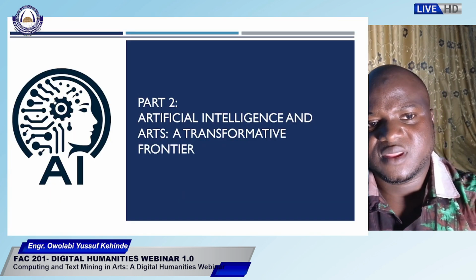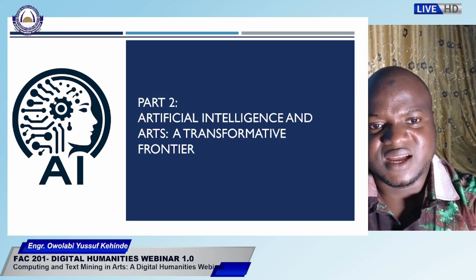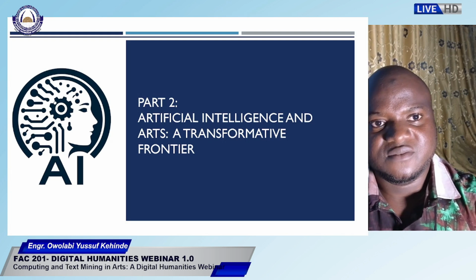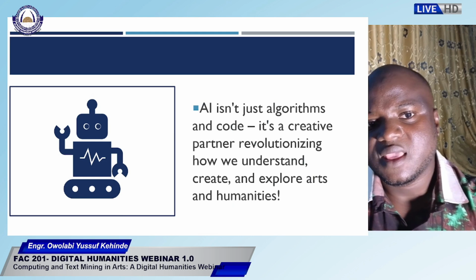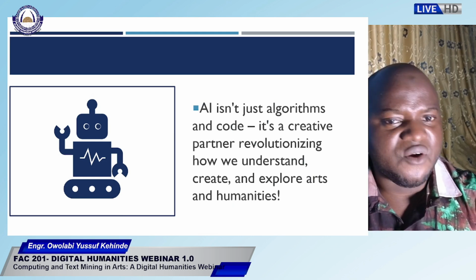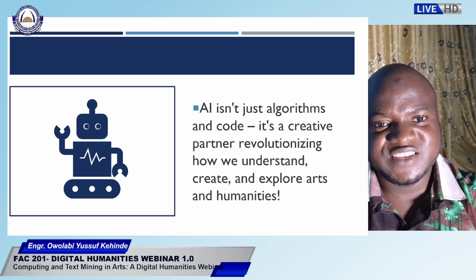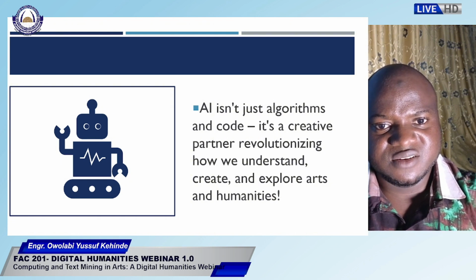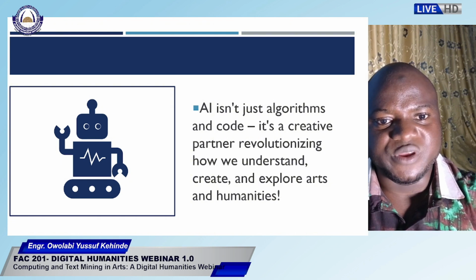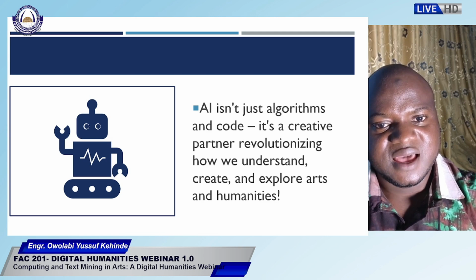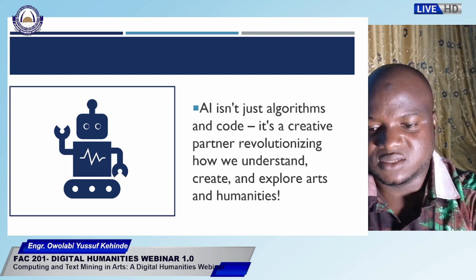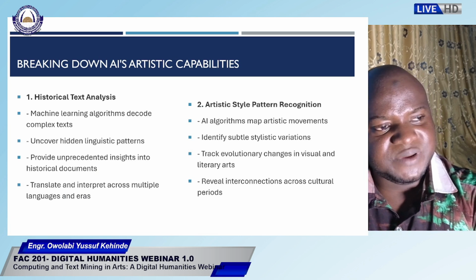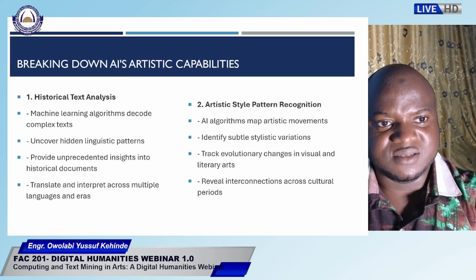Part 2. Artificial intelligence and the arts, a transformative frontier. AI isn't just algorithms and code. It's a creative partner, revolutionizing how we understand, create, and explore arts and humanities. Let's break down AI's artistic capabilities.